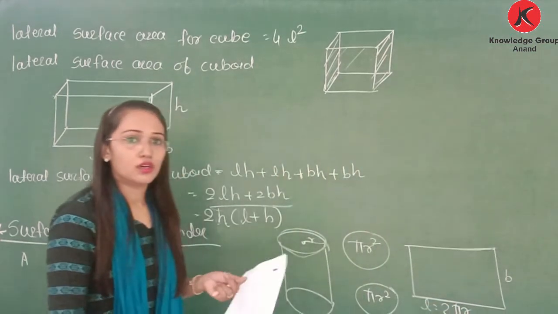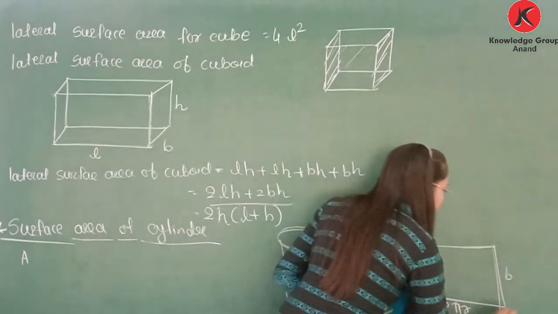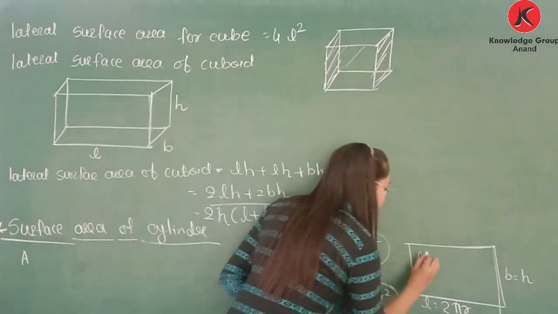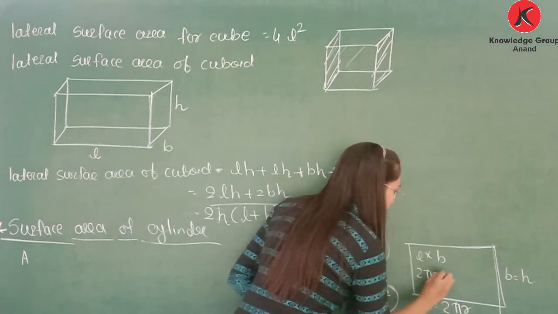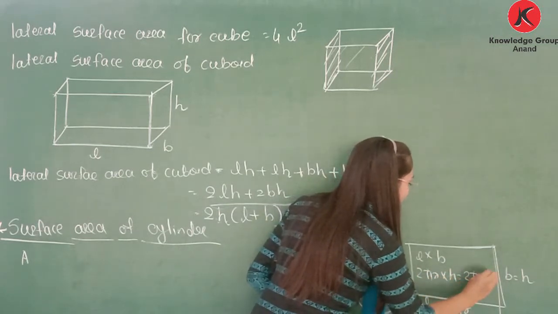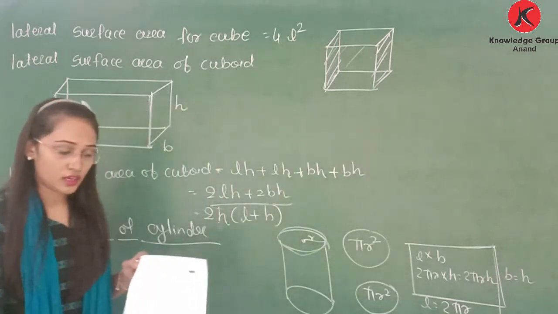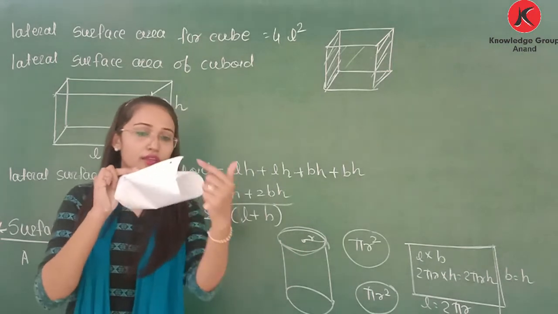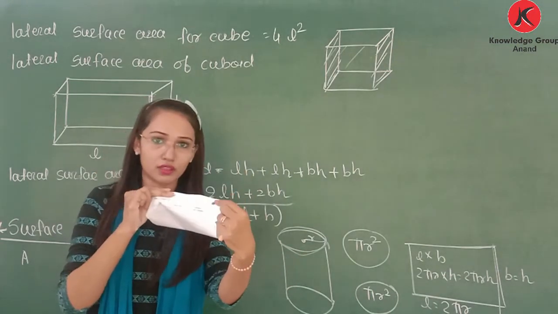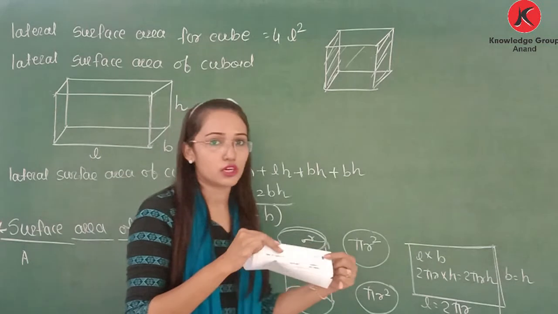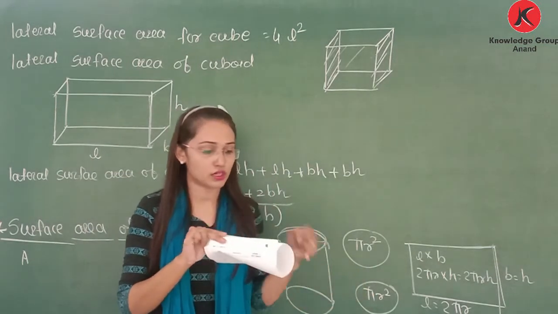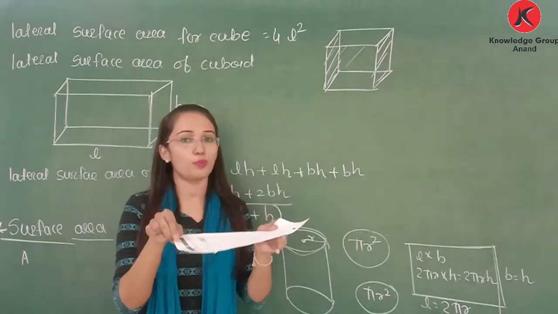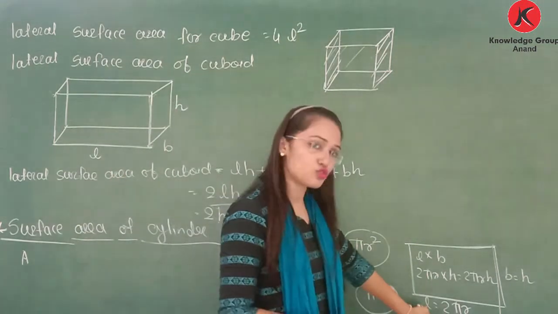So this side will be 2 pi r, the circumference of the circle. And the breadth will be the height of the cylinder. So what will be the area? Length multiplied by breadth, that is 2 pi r multiplied by h, which is 2 pi r h. Again, if we fold this paper and make a cylinder, then this will be a circular path, and we know that the length of a circular path is the circumference of the circle. So it is 2 pi r. If we unfold it, it remains 2 pi r. That's why the length of this rectangle is 2 pi r.